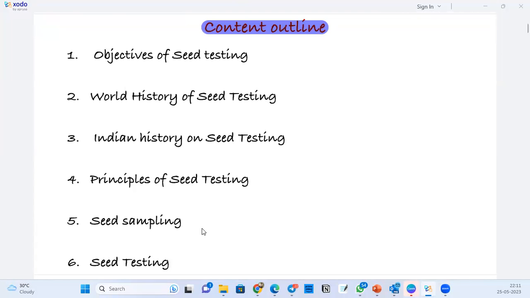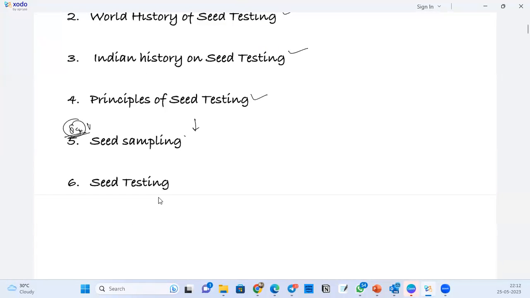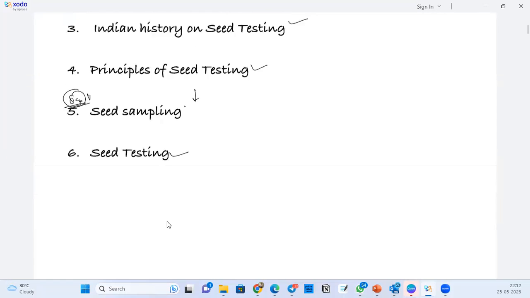So in the content outline, today we are going to discuss the objectives of seed testing, why seed testing is necessary, the world history of seed testing, Indian history, and what the principles of seed testing are. Next we'll talk about seed sampling. Once seed testing is started, it starts from seed sampling. This is the first and foremost important step in seed testing, where the sampling is done, and then the samples are sent to the seed testing laboratory where the testing is conducted. So these are the contents that we are going to discuss today.